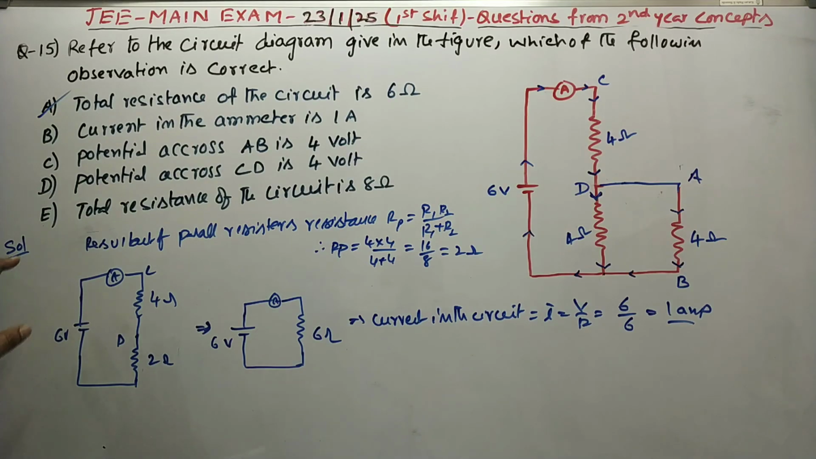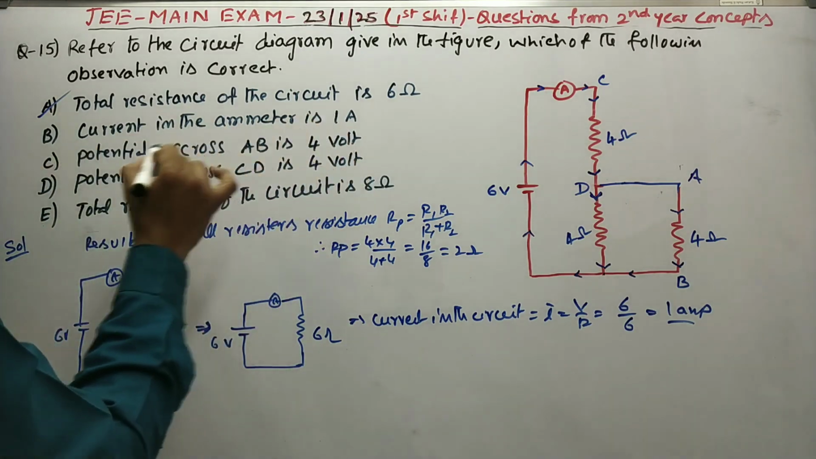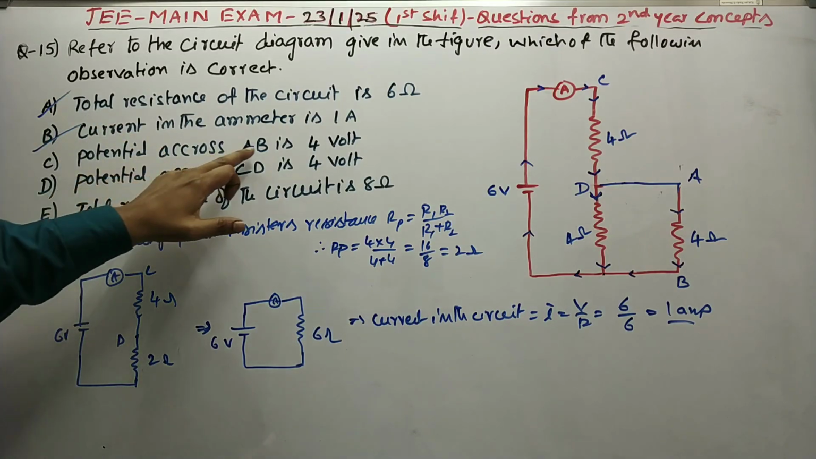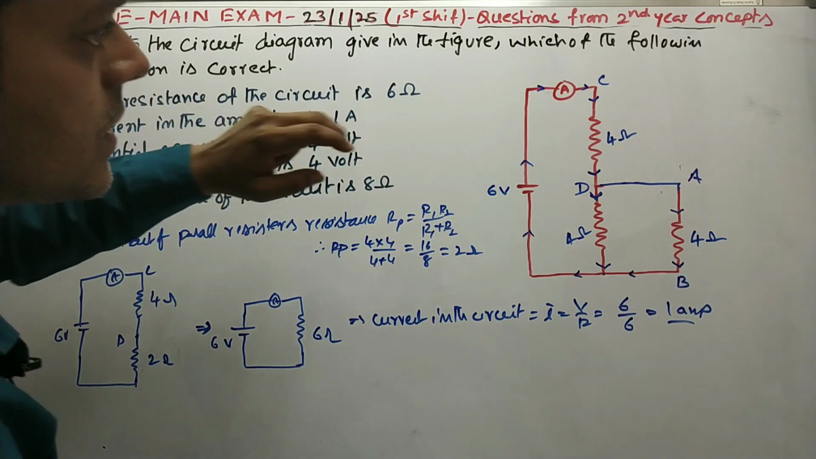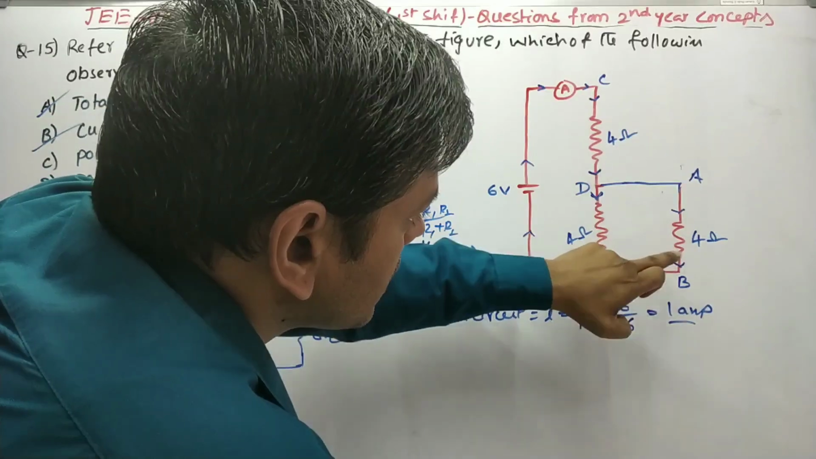First option is obtained. The current in the ammeter, the same current is shown by the ammeter. What is that? 1 amp. This is also correct. Next, the potential across AB is 4 volt. To see the potential across AB.